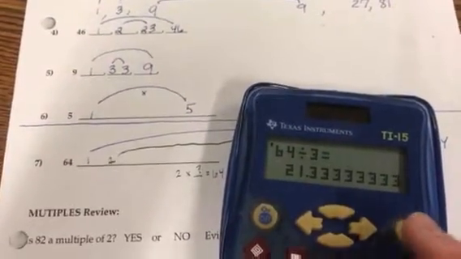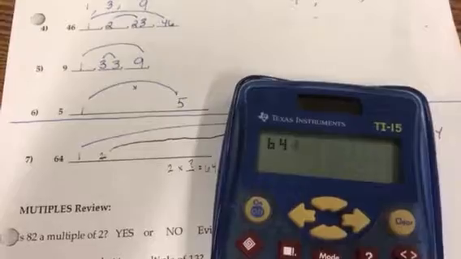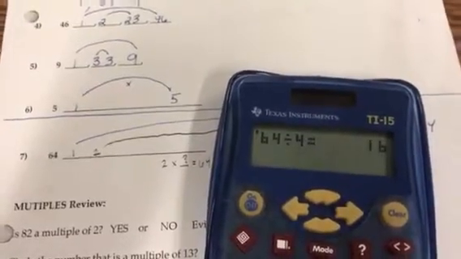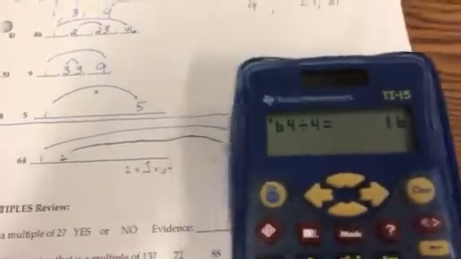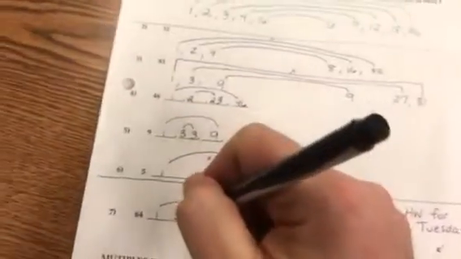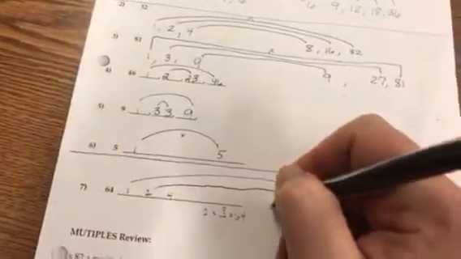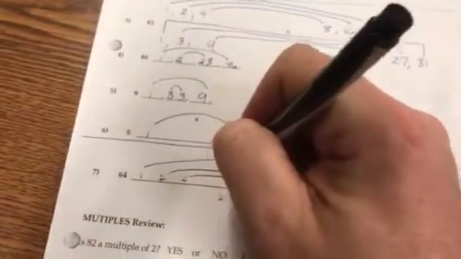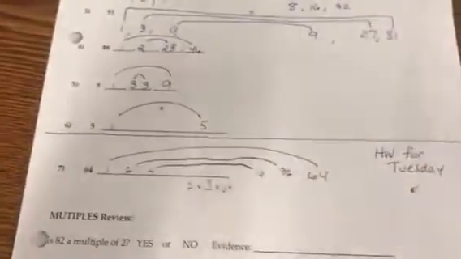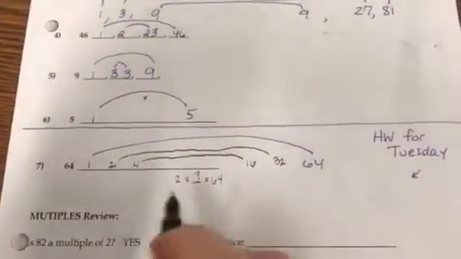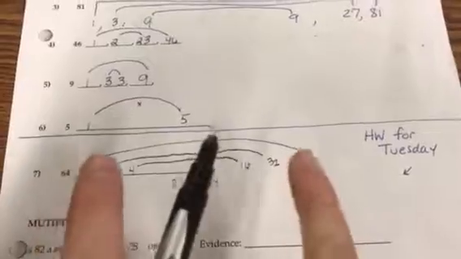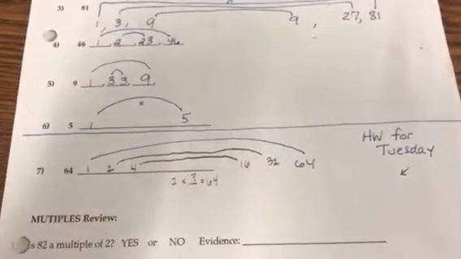So now let's test 4. 64 divided by 4 equals 16. So 4 times 16. And so you can see our factor rainbow, we're getting closer and closer together to the middle.